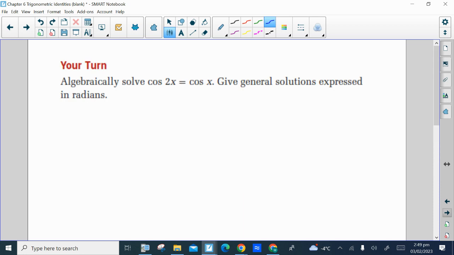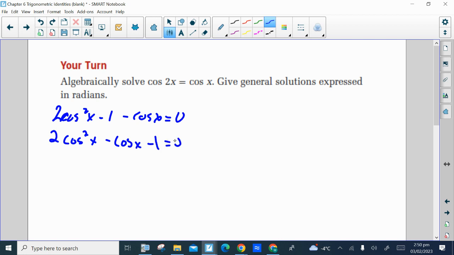So same thing with this one. Cos 2x on one side equaling cos x on the other. Once again, we have three options for cos 2x, but I would use the one that only involves cosine, which is 2 cos squared x minus 1. And if I bring the cos x over and make it equal to 0, and then I'll rearrange the terms, and then factor.